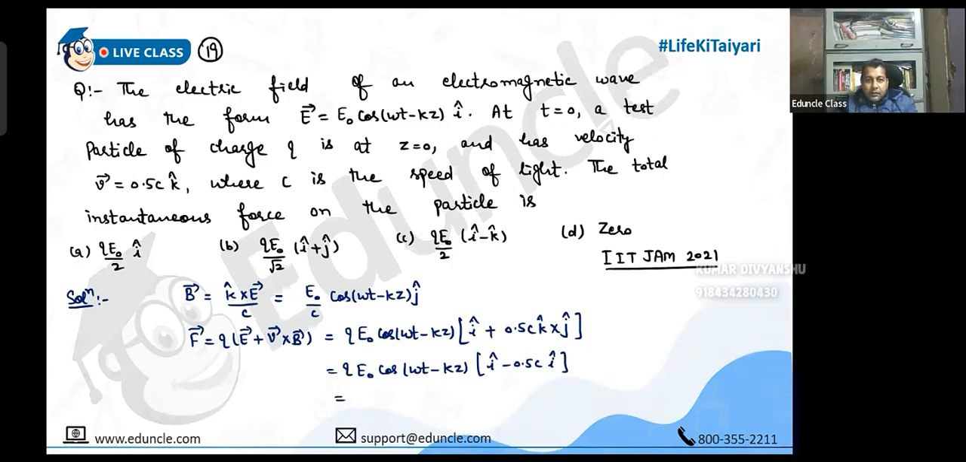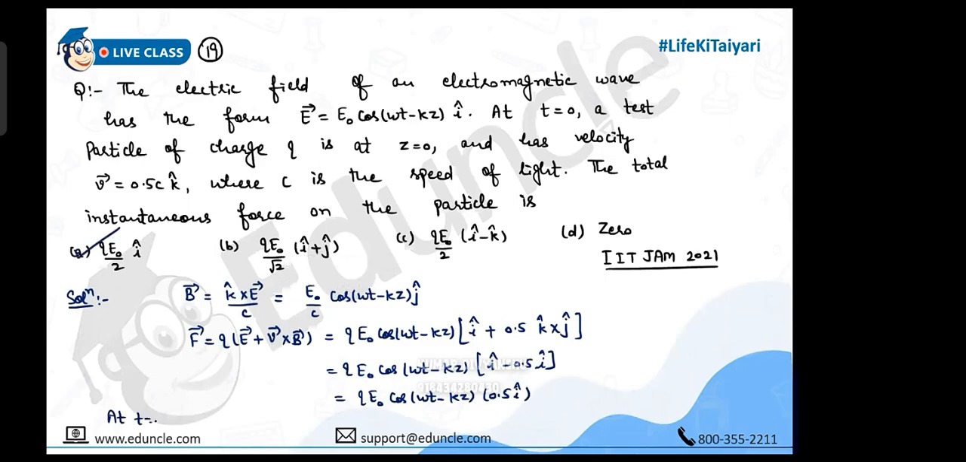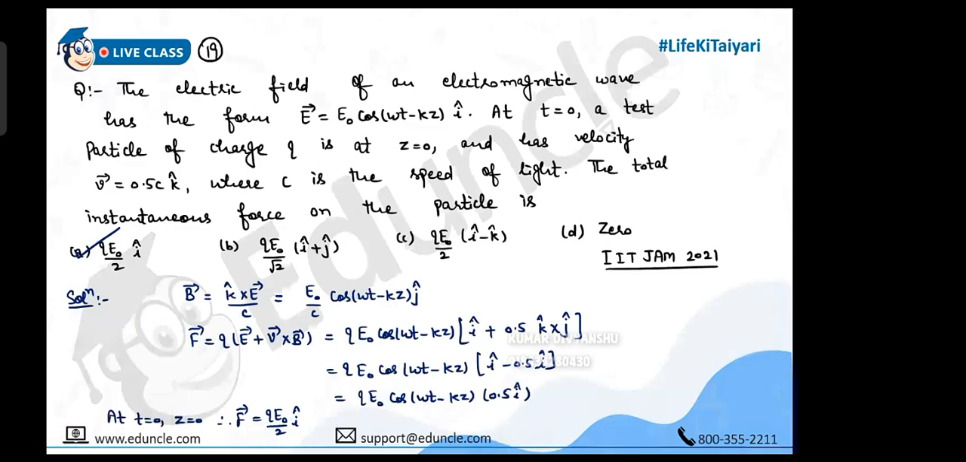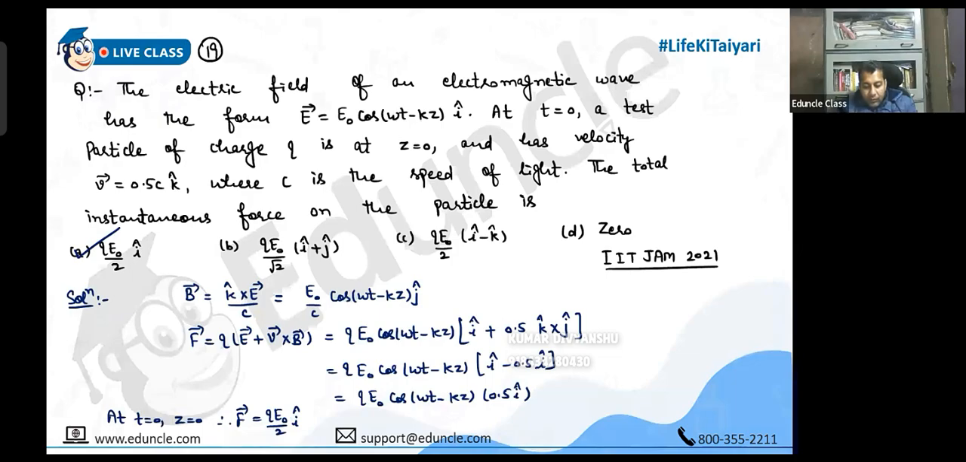C. One minute. C should have cancelled, no? So if we put z equal to 0 and t equal to 0, q naught e naught by 2 remains. T equal to 0, z equal to 0, therefore F is q e naught by 2 I cap. Clear? So that's why it is very important to discuss the old questions. That was a subjective one, and a similar question is there.